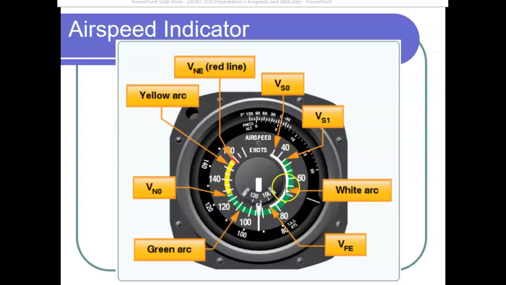At the top of the white arc is VFE. That is the maximum speed with your flaps extended. At the bottom of the green arc is VS1. That's the stall speed in the clean configuration. And then at the top of the green arc, or the highest airspeed on the green arc, is VNO, normal operating speed, or maximum structural cruising speed. And then at red line, or at the top of the yellow arc, is the never exceed speed, VNE.